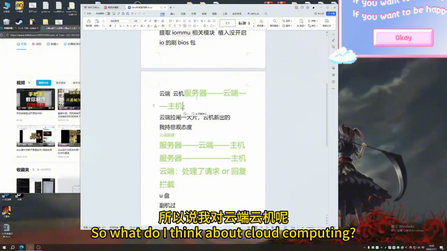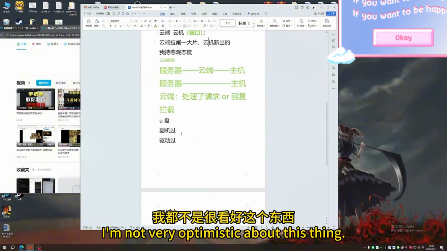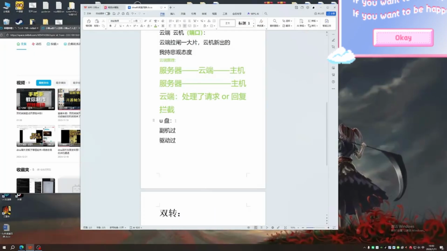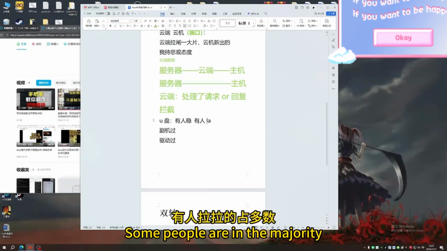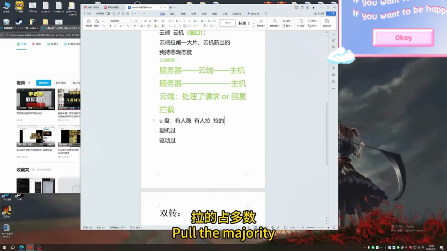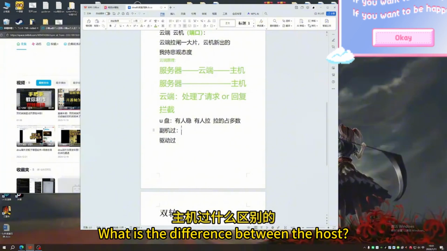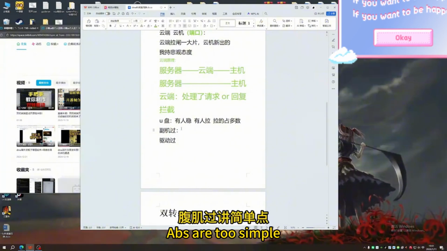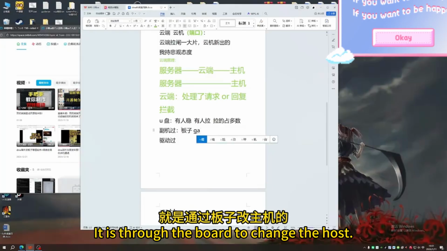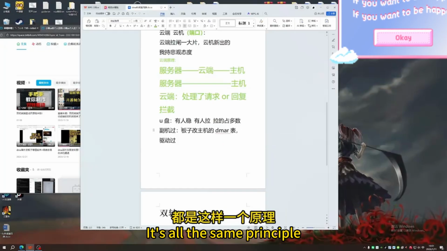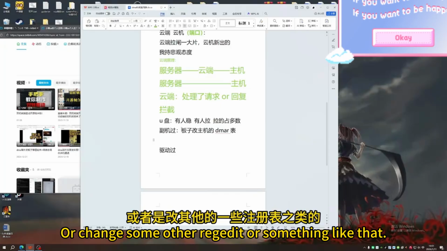So what do I think about cloud computing? Also pessimistic. I'm not very optimistic about this thing. Then there is the USB stick. It's a glitch. Well, let's just say, someone is stable. Some people are in the majority. Okay, and what apps are someone talking about recently? What is the difference between the host and that? Apps are too simple. It is through the board to change the host. A DMA watch, whether it is the main machine or the auxiliary machine, some other regedit or something like that. That's what it is.